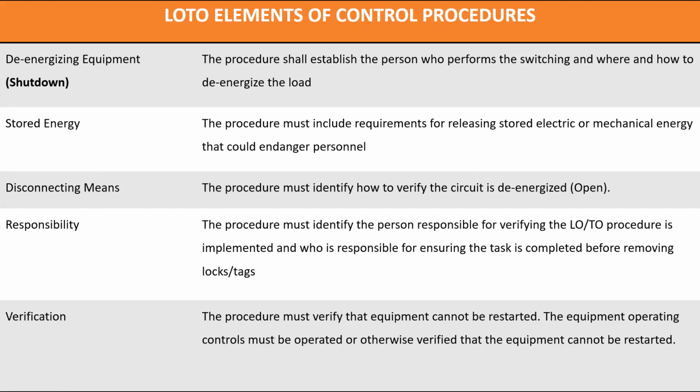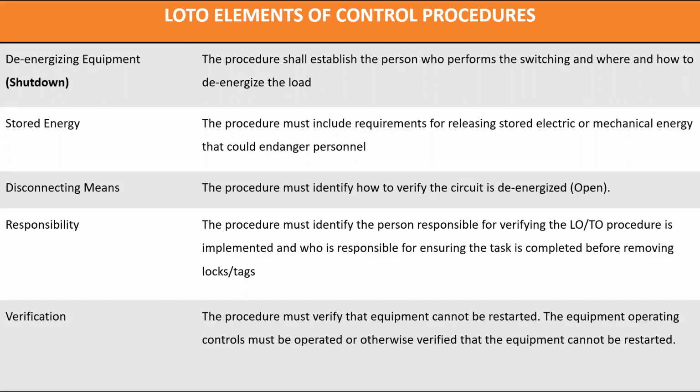Third is about the disconnecting means. The procedure must identify how to verify that the circuit is de-energized, whether you will physically view or ask to rack out the trolley. If you are racking out the trolley, that means you have disconnected the circuits. Then it's about the responsibility. The procedure must identify the person responsible for verifying the lockout and tagout procedure is implemented, and who is responsible for ensuring the task is completed before removing locks and tags.